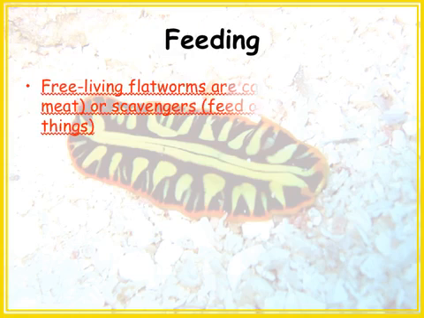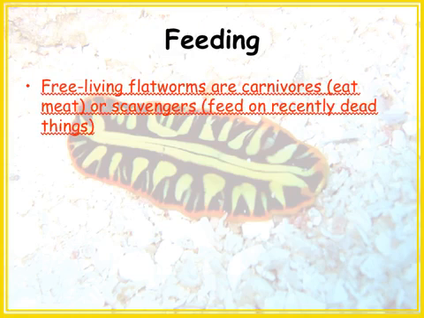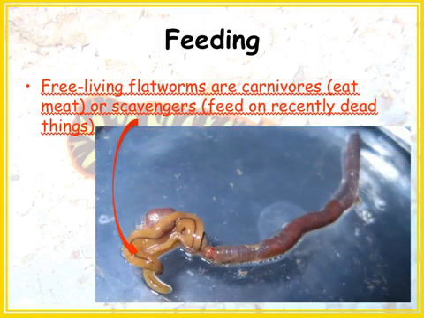Let's talk about feeding now. Free-living flatworms are carnivores, meaning they eat meat, or scavengers, meaning they feed on recently dead things. So free-living means they're independent from other organisms. And here's an example of a scavenger flatworm feeding on a recently dead earthworm.